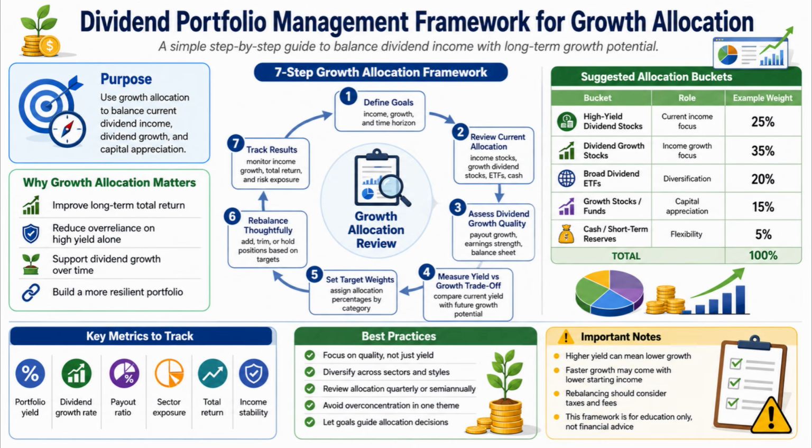In addition, there are key metrics to track regularly. These include portfolio yield, dividend growth rate, payout ratio, sector exposure, total return, and income stability. These numbers can help you evaluate both the income side and the growth side of the portfolio.